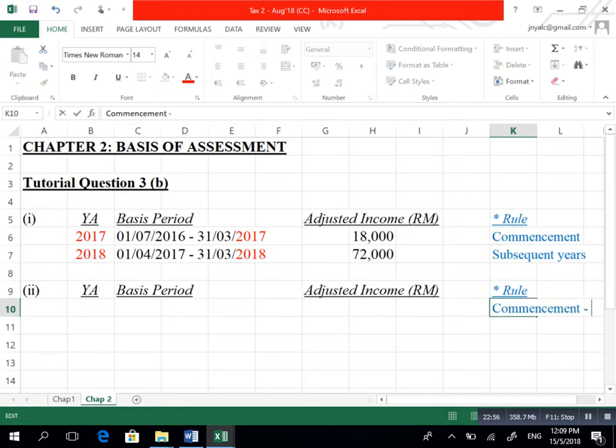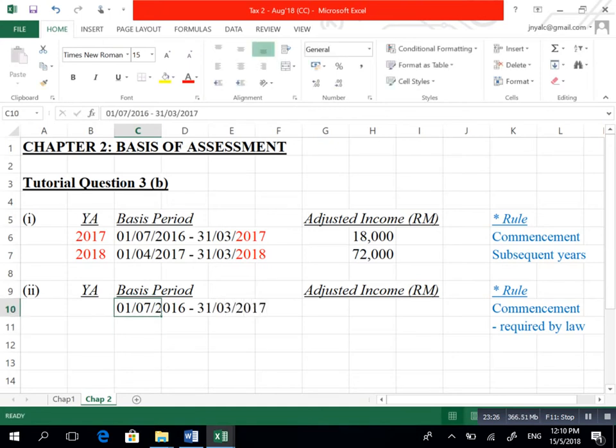But you can see that not much difference in here. Okay, so because basis period requires start from date of commencement. Again, 1st July 2016 DOC, date of commencement, and then you need to close until the date you require to close the account, which is 31st March 2017. And you will determine in here, first YA is 2017 also.